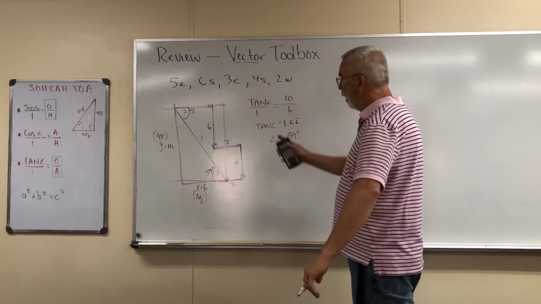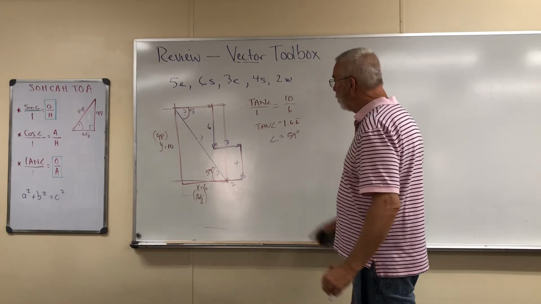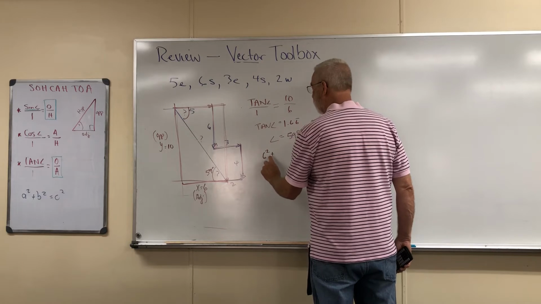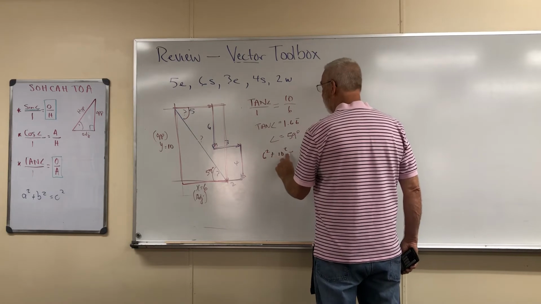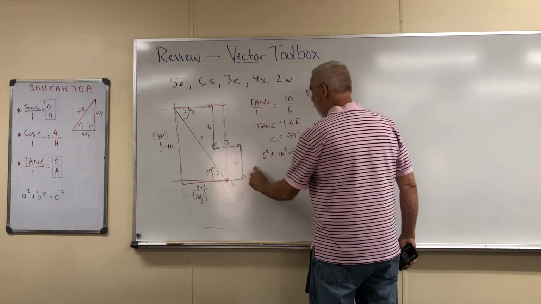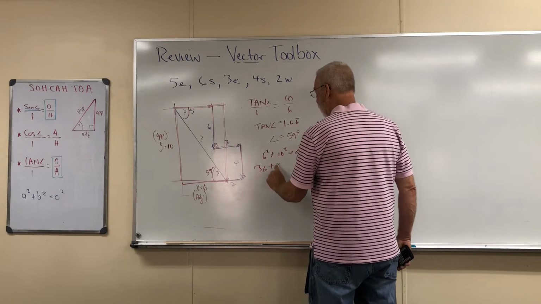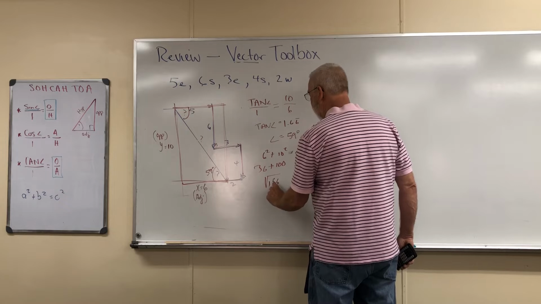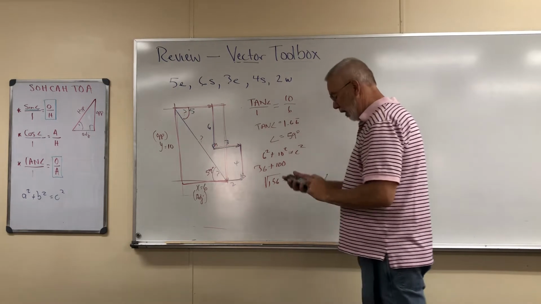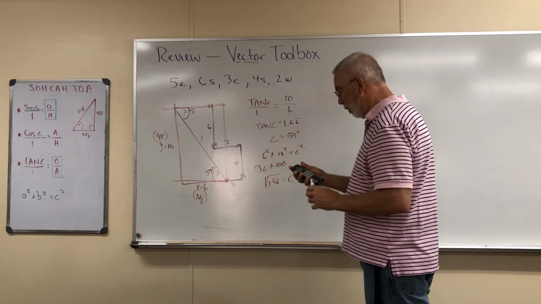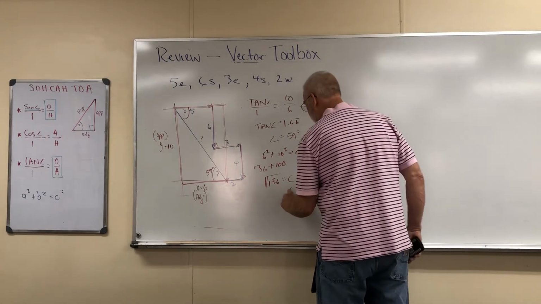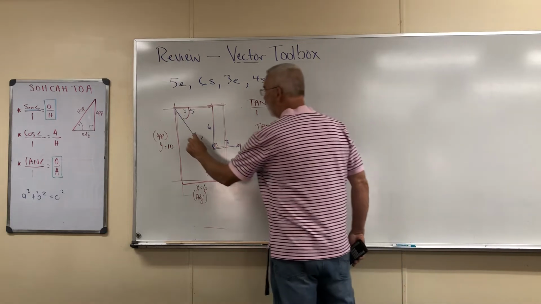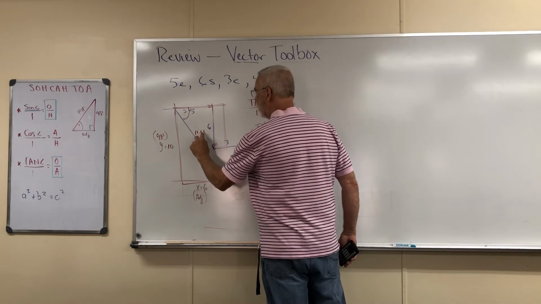Now, if we want to go old school, we could do a squared plus b squared equals c squared. So we've got 6 squared plus 10 squared is equal to c squared. This is 36. This is 100. So the square root of 136 should equal c. And 136, take the square root, 11.66. 11.66 should be this side right here, 11.66.